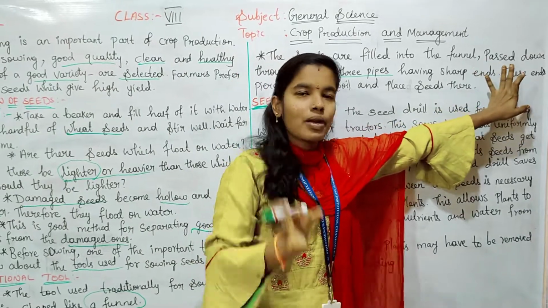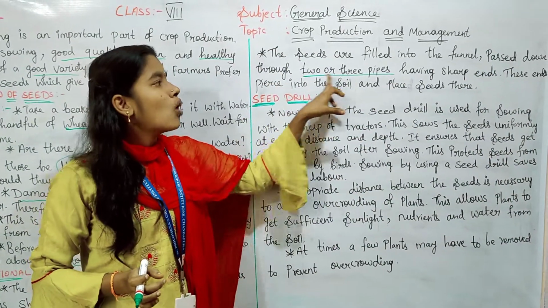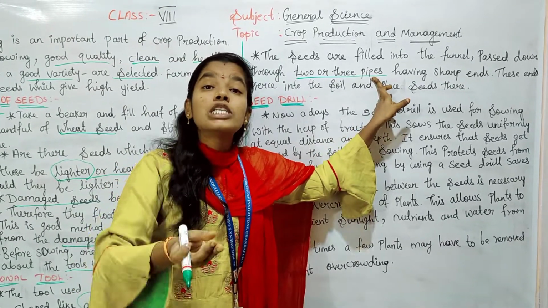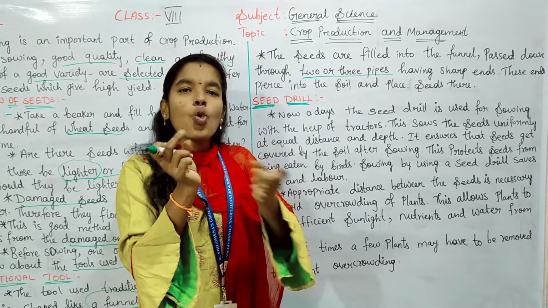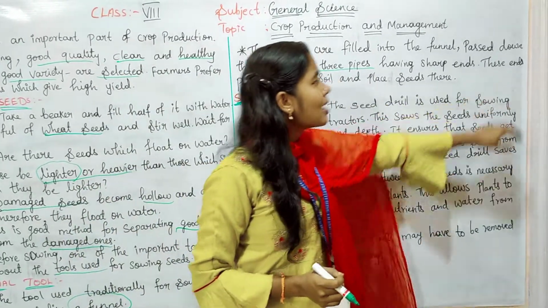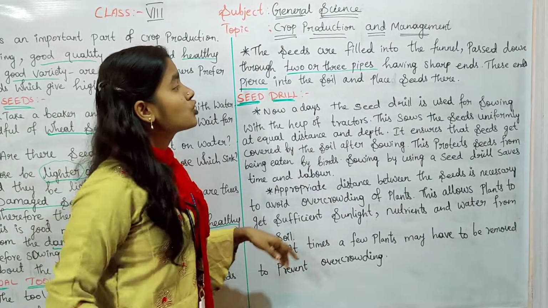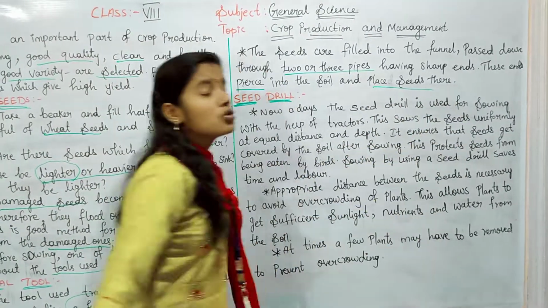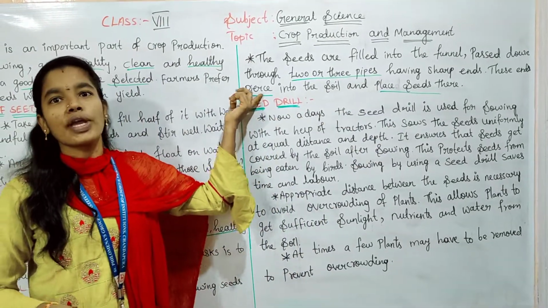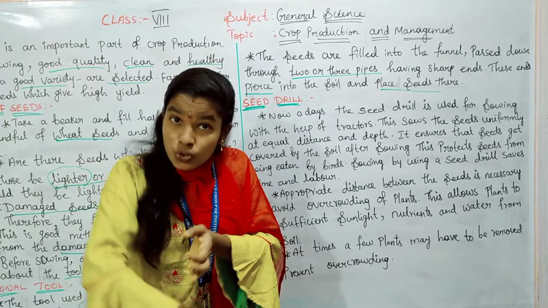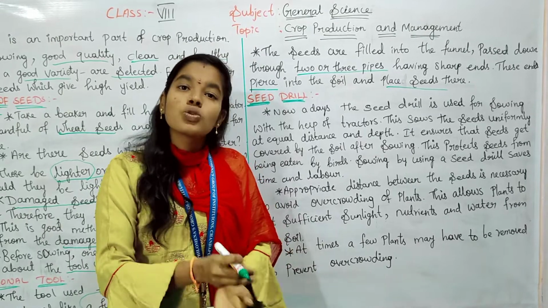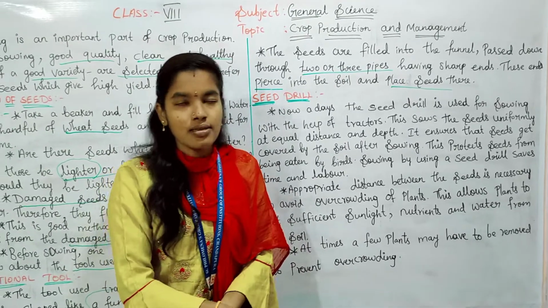Next, what happens through that funnel? The seeds are passed down through 2 or 3 pipes having sharp ends. And these ends pierce into the soil and place the seeds there. Pierce means to go into. So the sharp ends go into the soil, to some depth, and they place the seeds inside the soil.